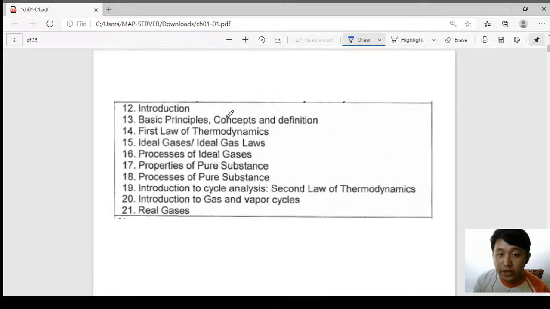So here we have the introduction for thermodynamics. We have the basic principles and concepts and definition. Before ang first law of thermodynamics na pa ang zeroth law, kung makita ninyo sa Moodle na gihatag ni Sir, na added to ang PPT for zeroth law. And then we have the ideal gases, ideal gas laws, processes of ideal gases, properties of pure substance, processes of pure substance, introduction to cycle analysis, which is the second law of thermodynamics, or ang entropy, then introduction to gas and vapor cycles and real gases.